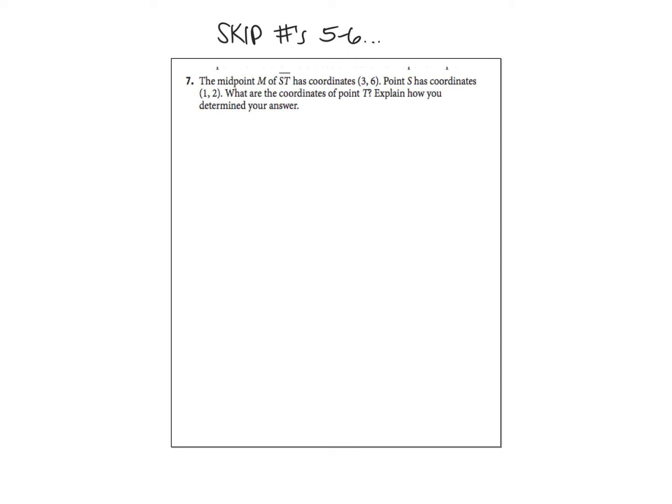We're going to go ahead and skip numbers 5 and 6 and turn to number 7. This problem is going to be a little bit different because they don't give us both endpoints. They actually give us an endpoint and a midpoint. So it might be helpful to draw a picture for us here. We have our line segments, and we're going to have some midpoints. So let's read the problem. It says the midpoint M of ST has the coordinates 3, 6, and point S has the coordinates 1, 2. So we have to figure out what the coordinates are for point T, which is really my x2 and y2 value.